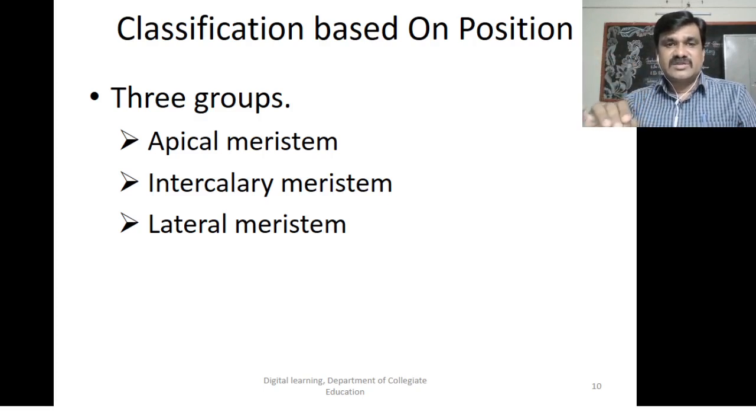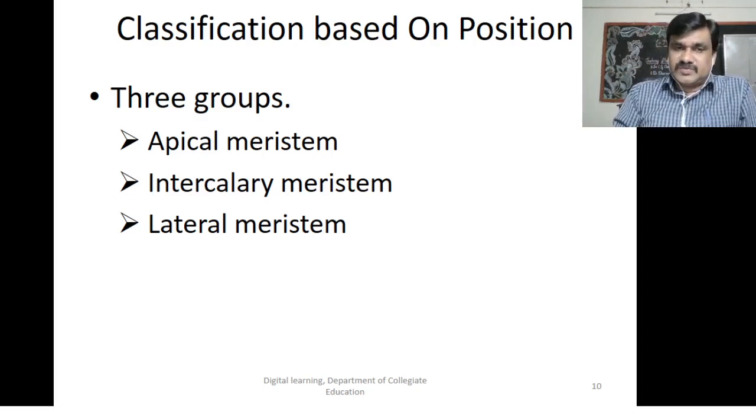So why is it short-lived? Because it is present between the masses of permanent tissue. So this meristem disappears, or it is converted into primary permanent tissue. Intercalary meristems are usually present at the base of the leaf, internode and leaf sheaths. Okay.